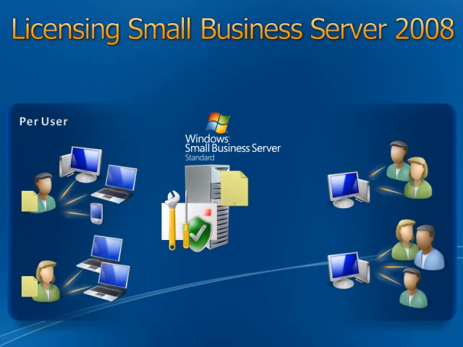Now, on the left-hand side, we have individual users that are using multiple devices, and they would be licensed per user. So for them, you would buy a Small Business Server Standard Edition User CAL Suite. Whereas on the right-hand side, where we have a device that is being used by multiple users, we would license that per device, and we would purchase the Small Business Server Standard Device CAL Suite.